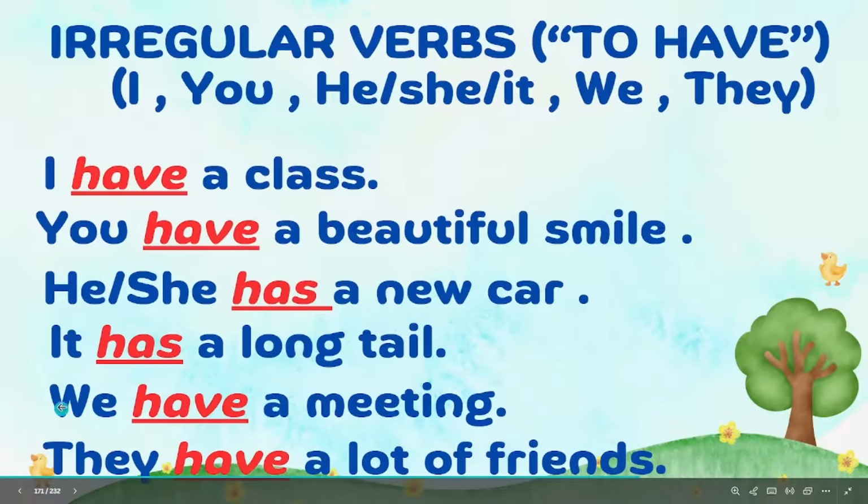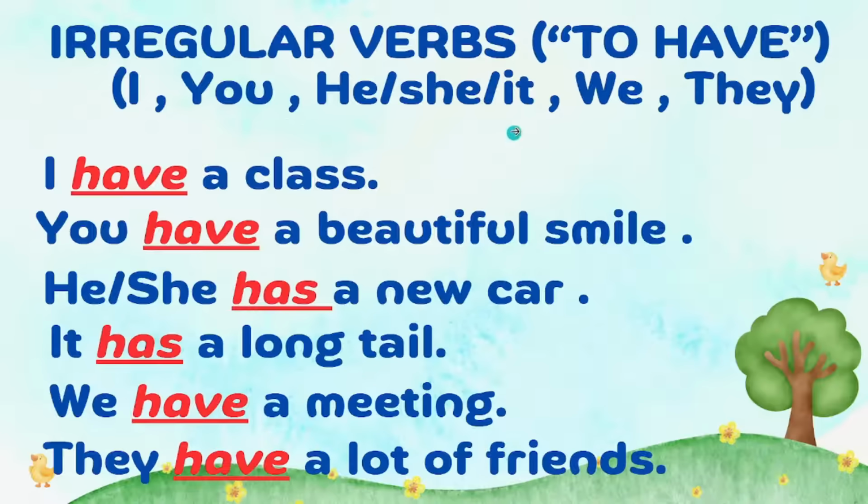Let's continue. It says here that we have a meeting, and they have a lot of friends. So, for the I, you, we, and they, use have. Okay? Now, for the he, she, and it, use has.